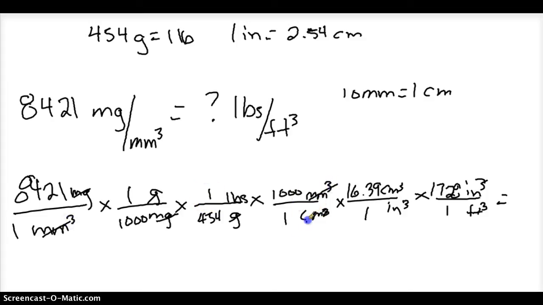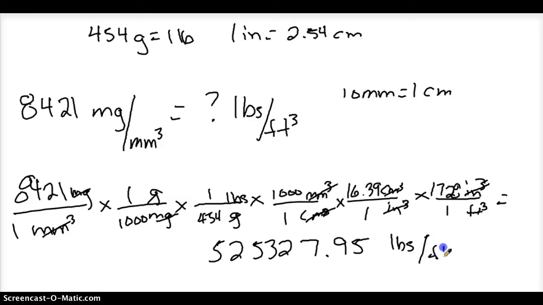All right, so let's take care of these bottom labels here so we know where we're going. Millimeters cubed goes away, centimeters cubed goes away, inches cubed goes away. Notice we're left with pounds per feet cubed, which is what we want. So we multiply everything on top, 8,421 times 1,000 times 16.39 times 1,728 equals. Dividing on the bottom, we have 1,000 times 454, and we end up with 525,327.95-ish pounds per feet cubed.